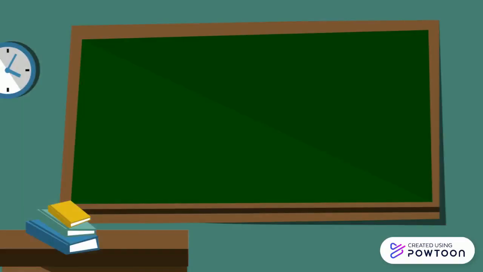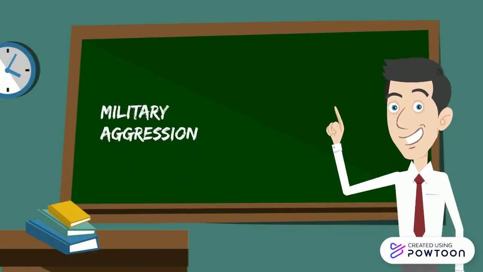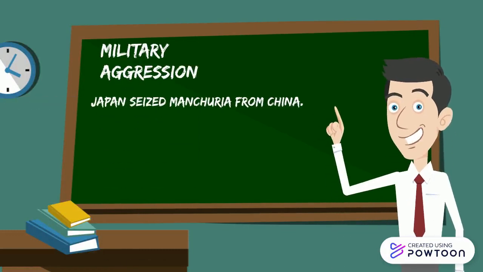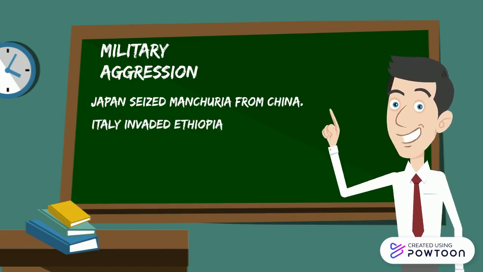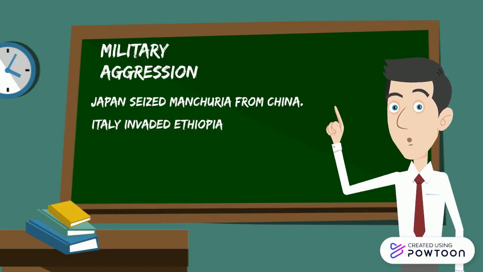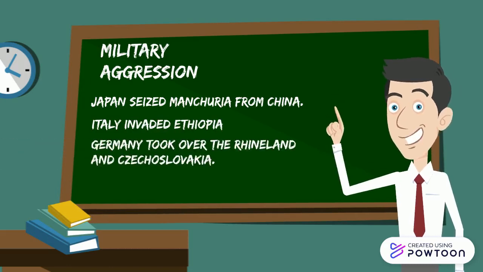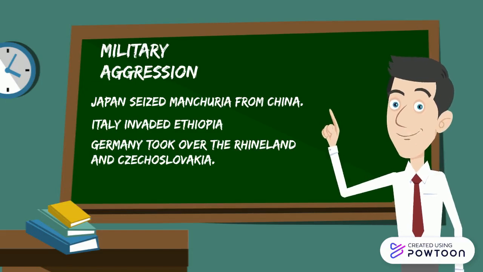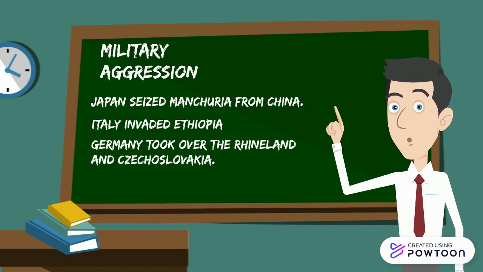The third reason we see is military aggression. First, Japan will seize Manchuria from the Chinese. Number two, the Italians will invade Ethiopia under the leadership of Benito Mussolini. And finally, number three, the Germans will break the Treaty of Versailles and take over the Rhineland, which was ultimately theirs before World War I, but eventually they will also take over Czechoslovakia later down the road.